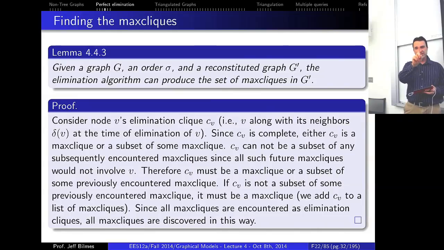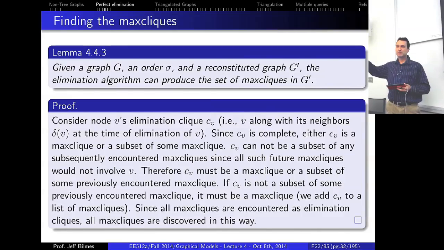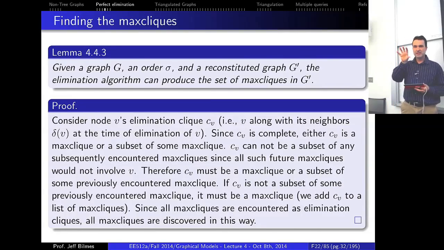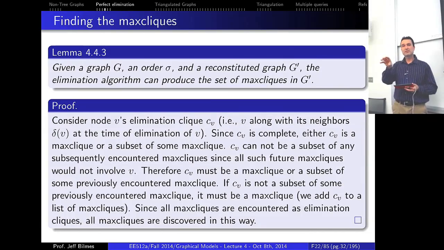So basically the idea is, when we eliminate a vertex, that vertex and its neighbors are involved in a clique, right? Now that vertex and its neighbors might be a max clique or might be a subset of some max clique. But any max cliques that we encounter after the point that we eliminate that vertex can't contain it, because those max cliques don't contain V anymore, since V has been eliminated. So V and its neighbors at the time that V is eliminated either has to be a max clique or a subset of some other earlier encountered max clique, right?